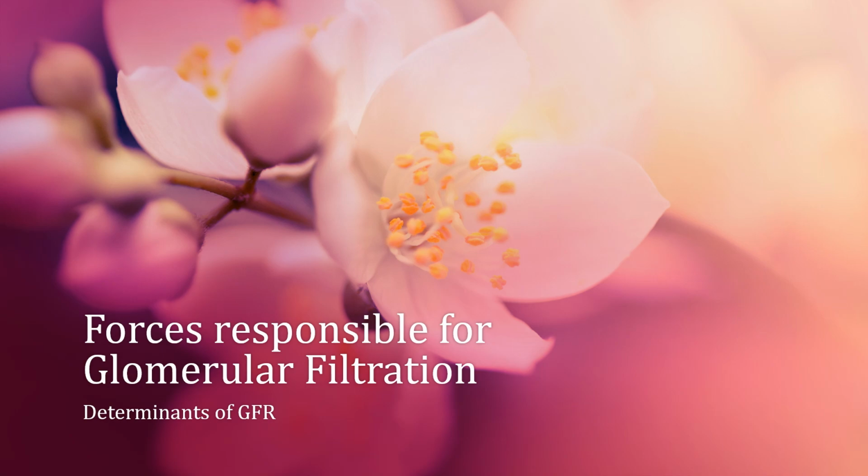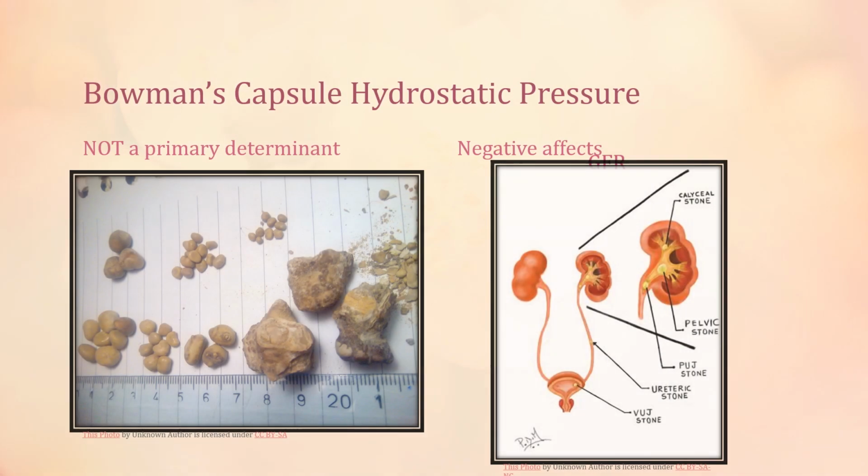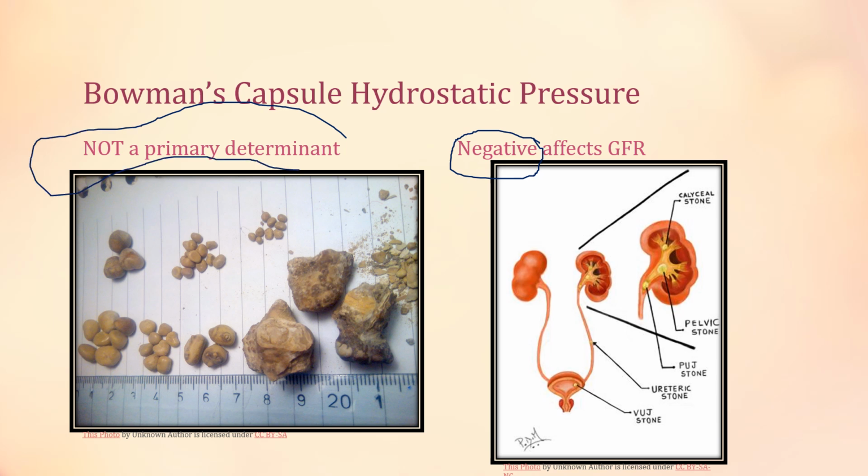First, we come to the Bowman's capsule hydrostatic pressure. What does it correspond to? It corresponds to the hydrostatic pressure in the interstitium surrounding the capillary. So it opposes filtration. So it has a negative connotation. So it negatively affects the GFR. But please remember, the body has formed it in such a way that it is not the primary determinant of GFR, not the primary determinant.